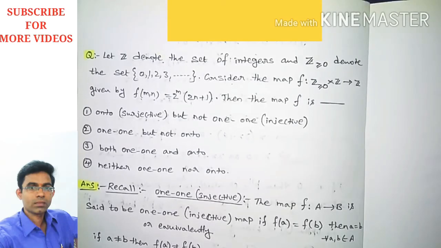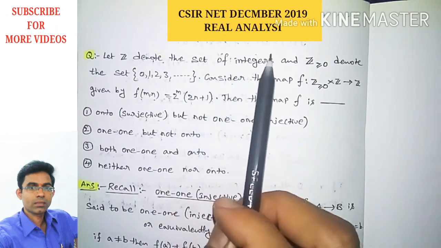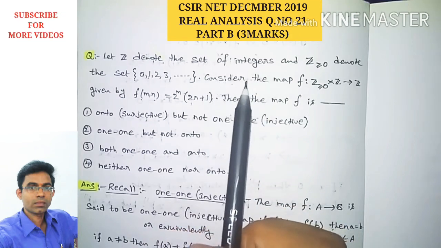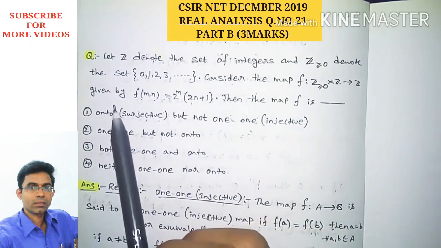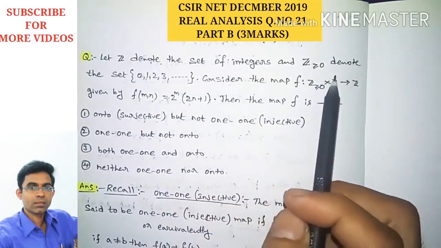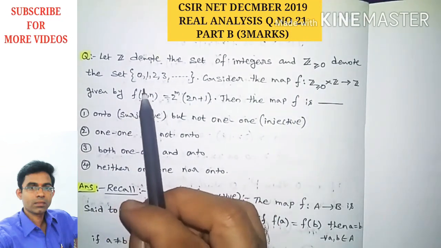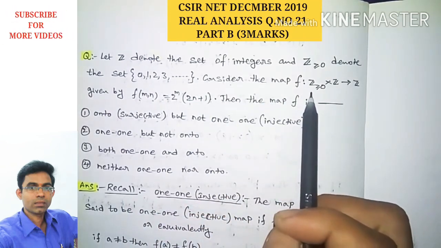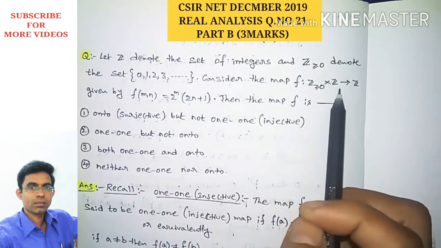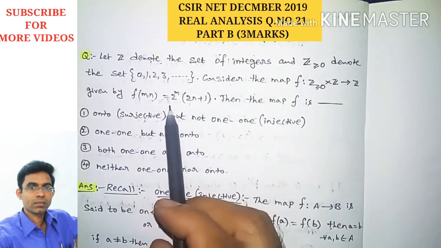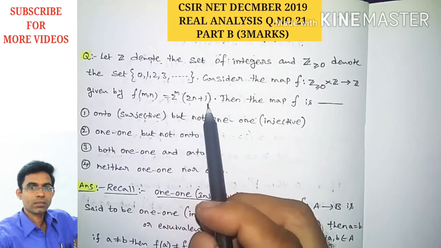Welcome to my channel. In this video, I'm going to discuss CSIR NET December 2019 Real Analysis question number 21, Part B, 3 marks question. The question is: let Z denote the set of integers and Z greater than or equal to 0 denote the set 0, 1, 2, 3 and so on. Consider the map F from Z greater than or equal to 0 cross Z to Z given by f of (m, n) is equal to 2 power m into (2n plus 1).